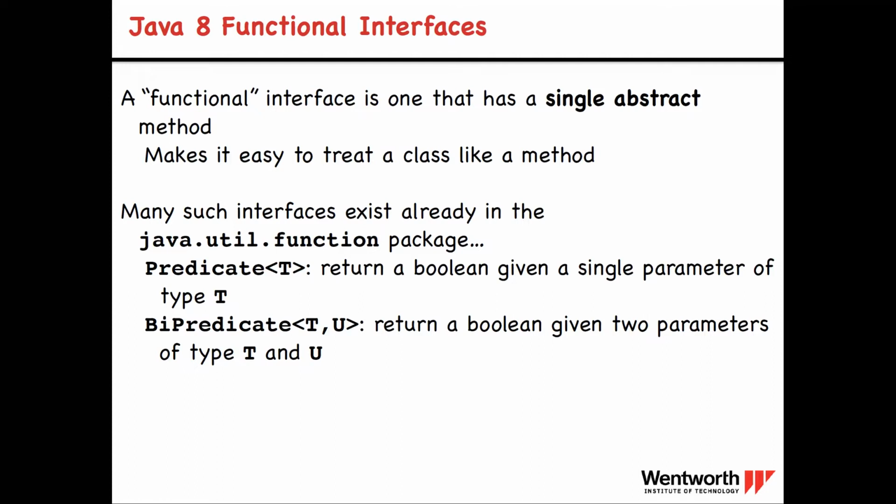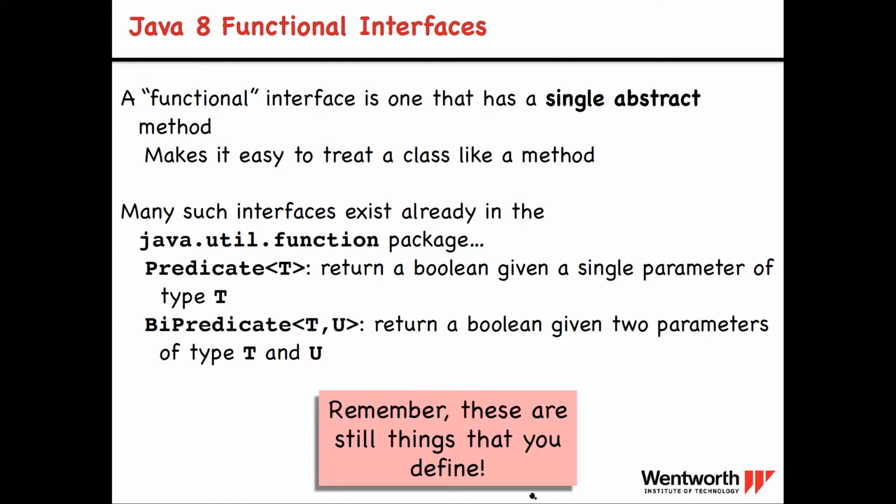A lot of interfaces already exist in Java, like I said, and there are specific functional interfaces that exist within the java.util.function package. So things like a Predicate or a BiPredicate. These ones return a Boolean given a single parameter of type T. And remember, the T here, or the T and the U here, the stuff in this generic angle bracket syntax, is just a class. It's just a particular type. So it could be Card and Hand for the T and the U. It can be whatever you want. You're the one who decides. The thing to remember about these interfaces is that you are still the one that defines what they mean.